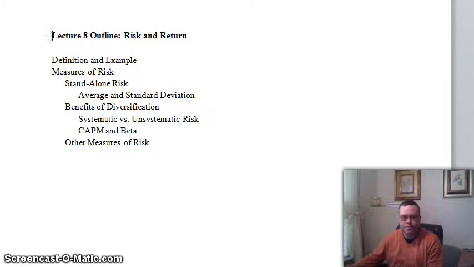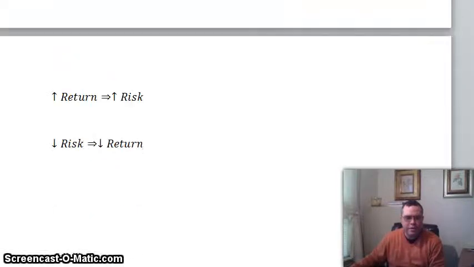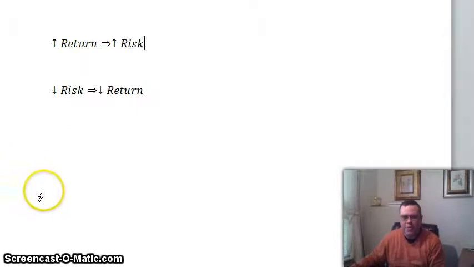So for starters, let's look at the basic relationship between risk and return. It's pretty simple. If you want to get more return, you usually have to take more risk. It's that simple. If you want to get less risk, you usually have to take less return. Okay. The easiest way to see this is through an example.